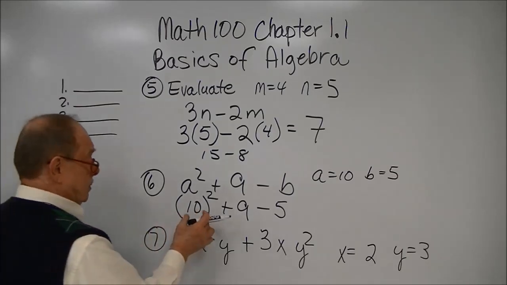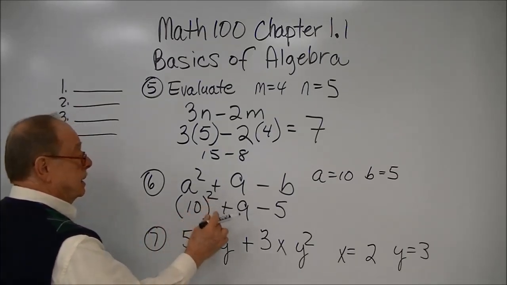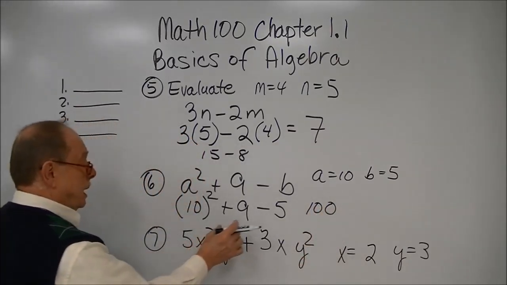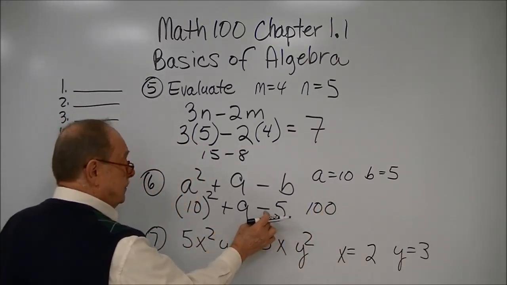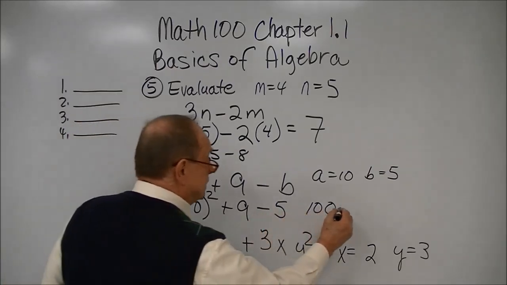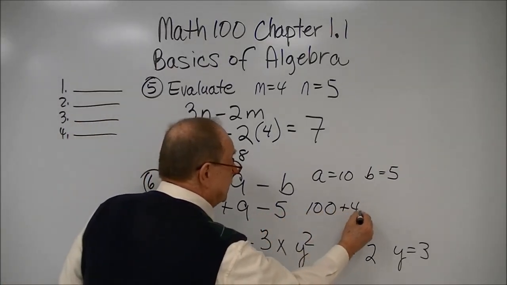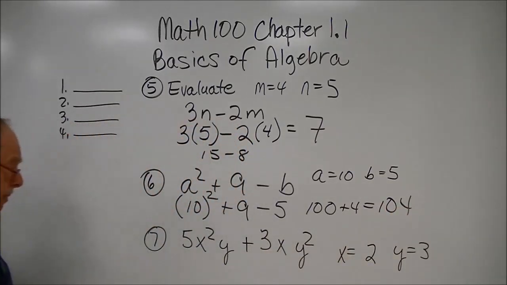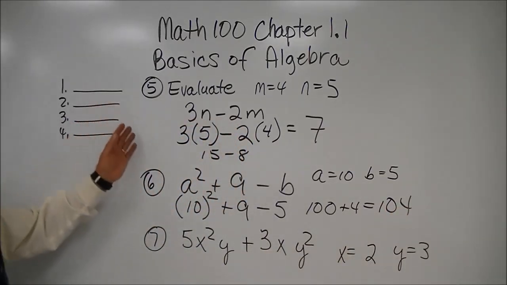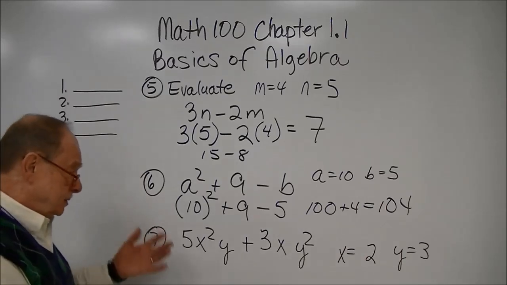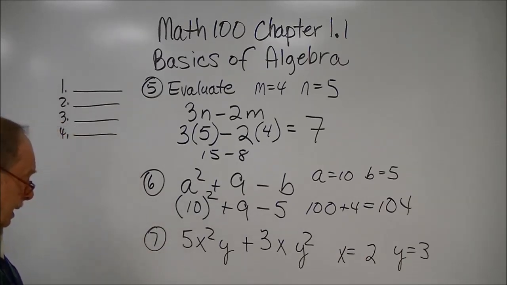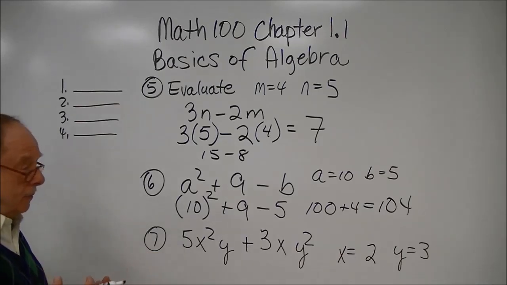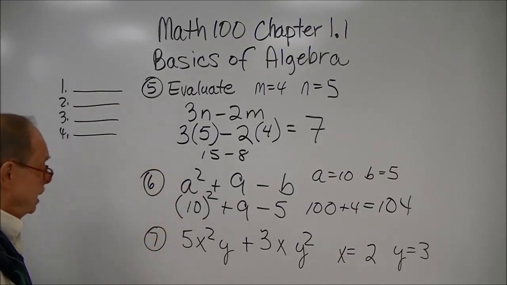So we're going to square 10. That will give us 100. And then we're going to subtract the 5 from the 9, and that'll give us a 4. So we get 104. So what we're doing here basically is just some substitution. Now in number 7, notice it gets difficult already, but hopefully you've developed a pattern of how to do it.